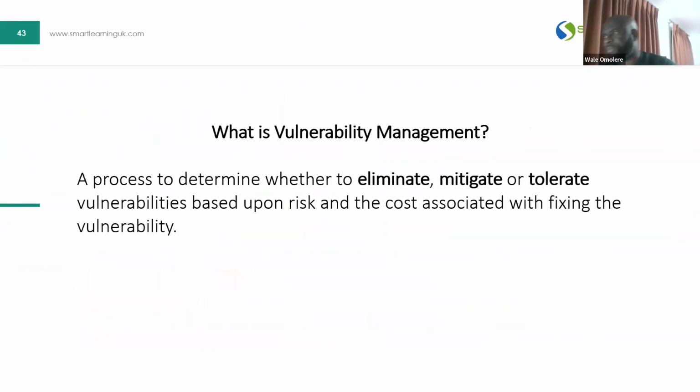All right. So what is vulnerability management? Let me quickly take you back. We started by learning about vulnerability scan, then we moved to vulnerability assessment. Now we're talking about vulnerability management. So what is management? Vulnerability management is a process to determine whether to eliminate. I want you to note that phrase, whether to eliminate.